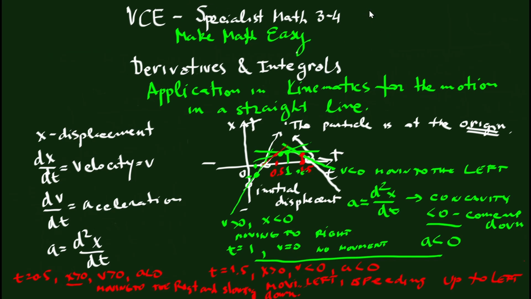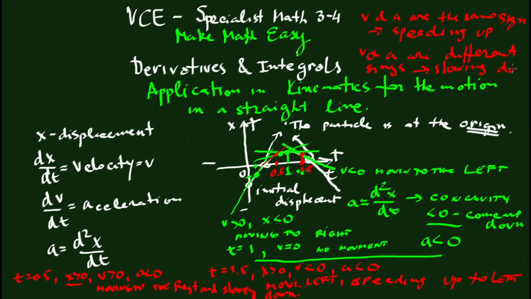In conclusion, we can say when v and a are the same sign, then we have speeding up. And when v and a are different signs, we have slowing down.